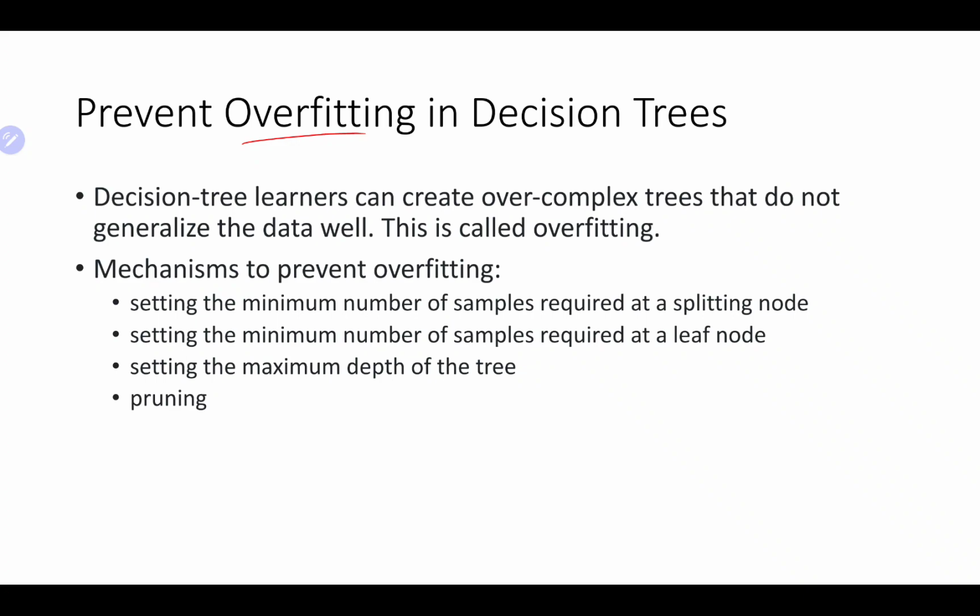What can we do to lower this overfitting problem, or maybe eliminate it, right? So what we can do is, for example, set the minimum number of samples required at a splitting node. We want to split a decision tree at a node, right? So this is the node that we are in now.